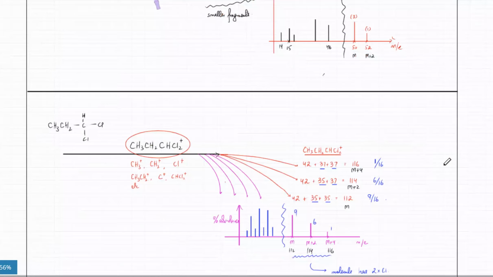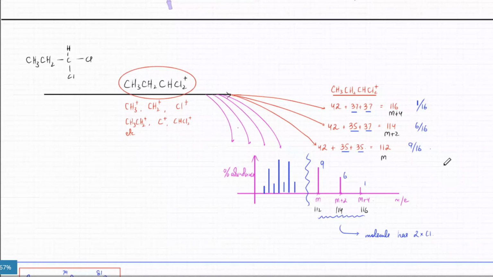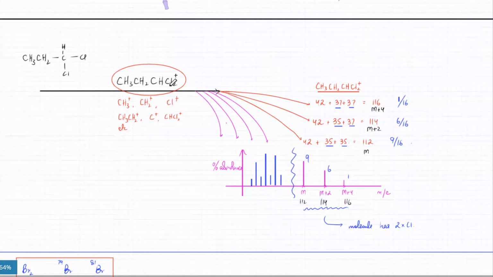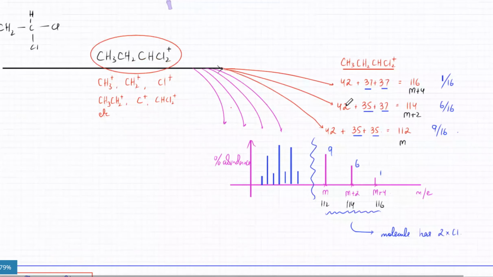And then we talked about a molecule having two chlorines. When you do the mass spectroscopy, the molecule would form an ion, and that ion would get deflected in the magnetic field, and that particular ion will have three different masses. Either both of them would be 35, which would be the lighter version of the molecule, and the mass would come out to be 112. One chlorine is 37 and the other one is 35, so the mass would come out to be 114. Or the third one was both of them were 37, so the mass would come out to be 116.